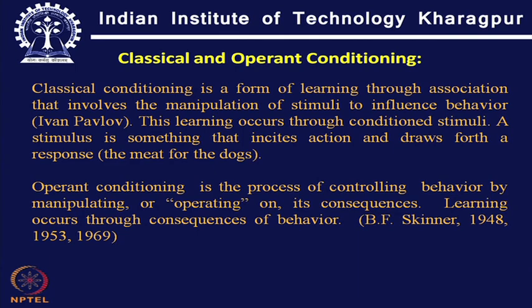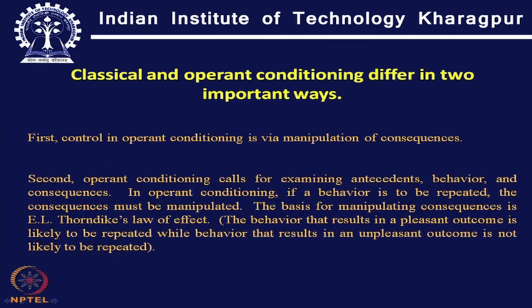So, that is the operant conditioning part, where it is the process of controlling behavior by manipulating or operating on its consequences. Like if you do not act, if you are not going to press the lever, the food, the reward is not going to appear. So, it occurs through consequences of behavior. So, the two groups of theories, classical and operant conditioning, differ in two important ways. First, control in operant conditioning is via manipulation of consequences.